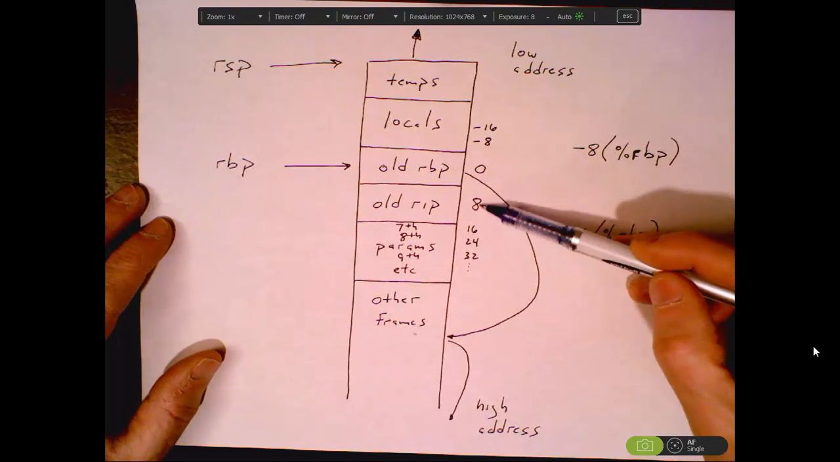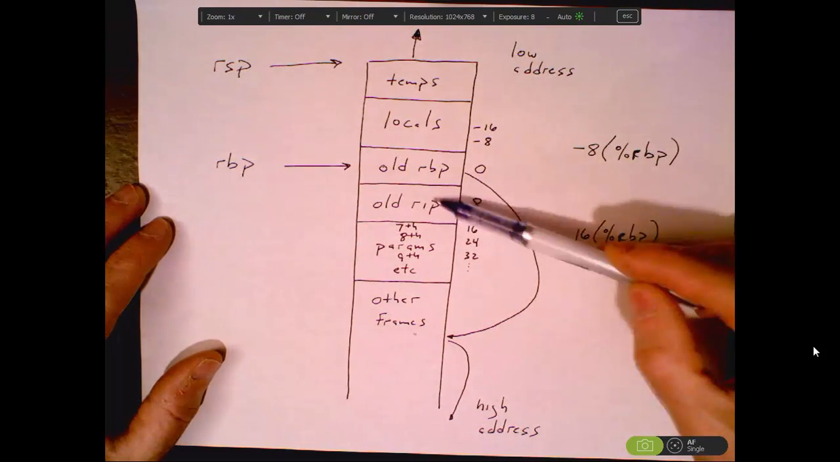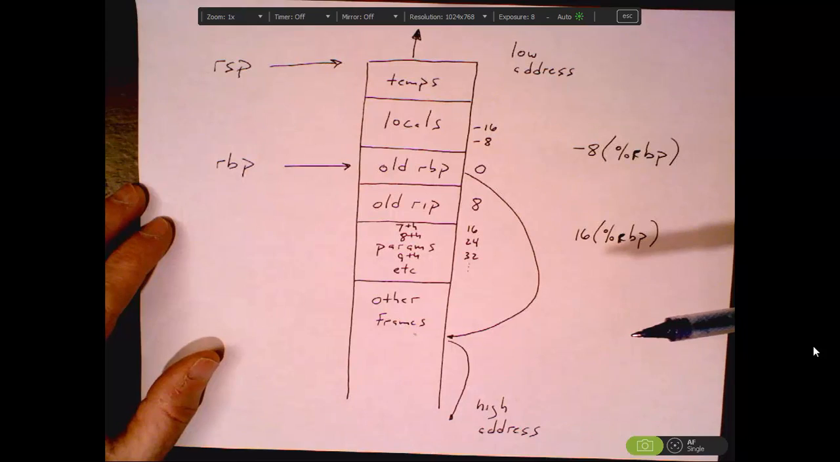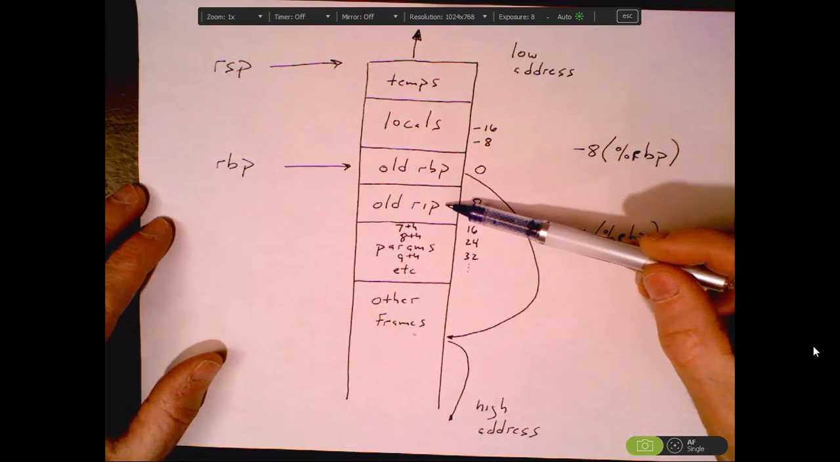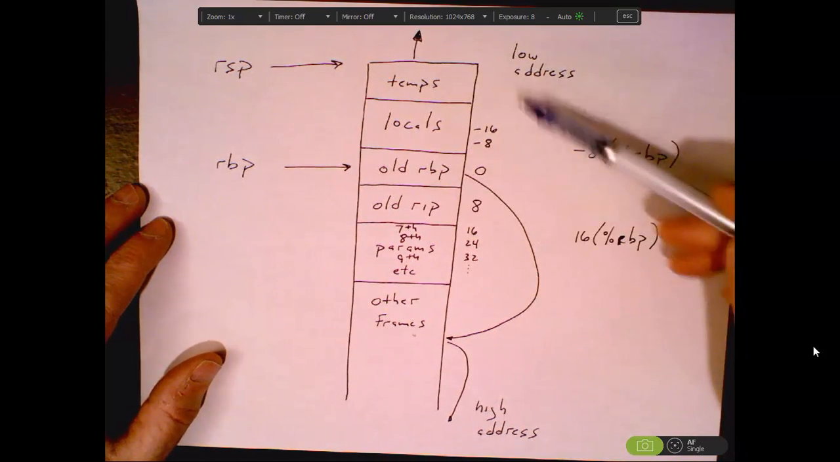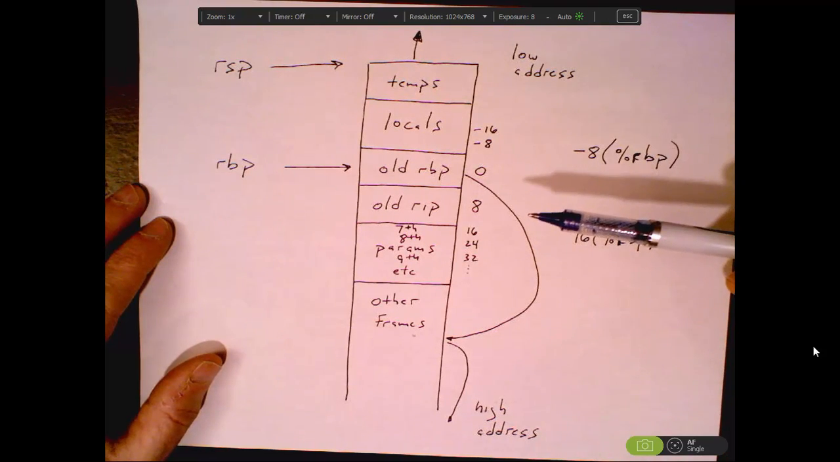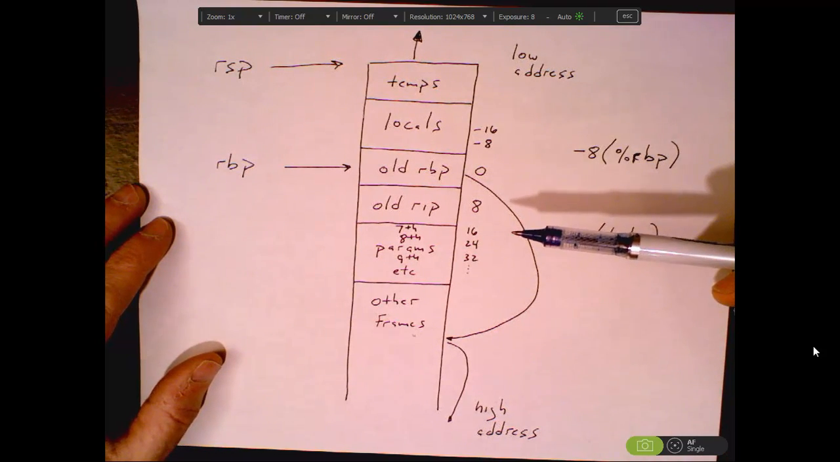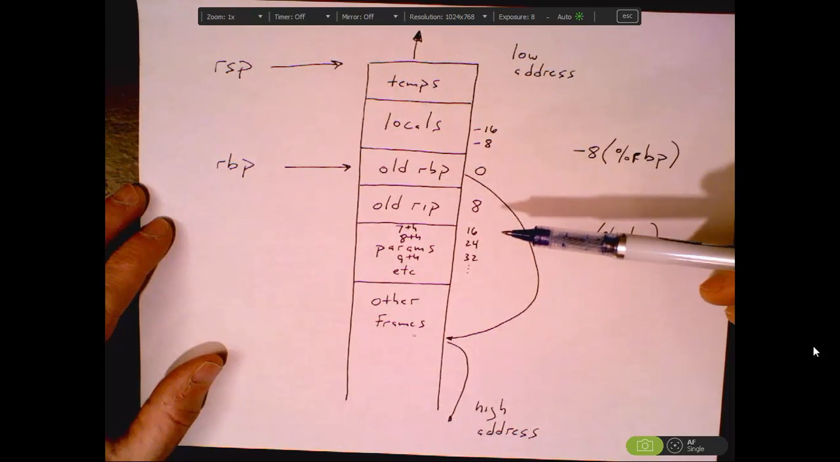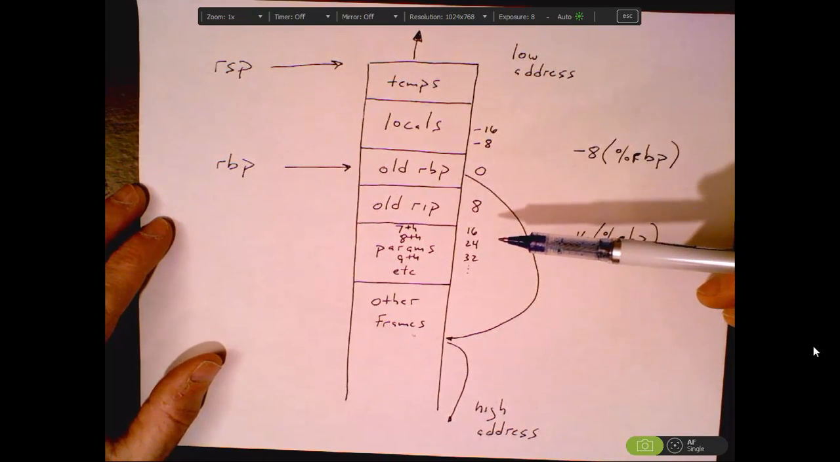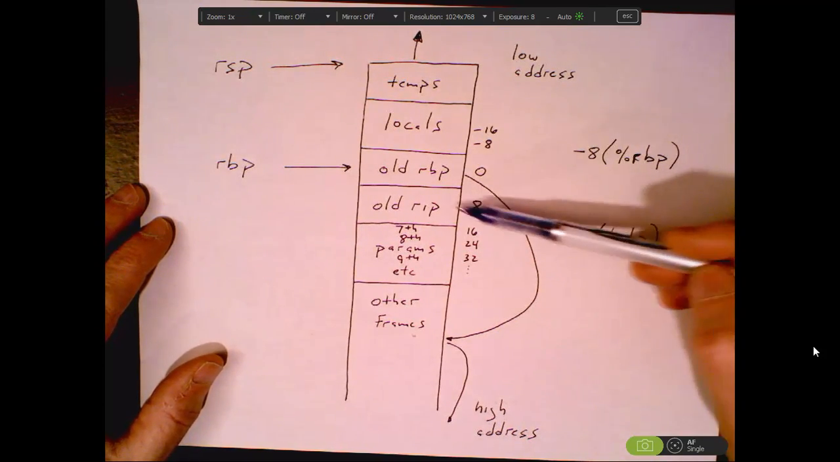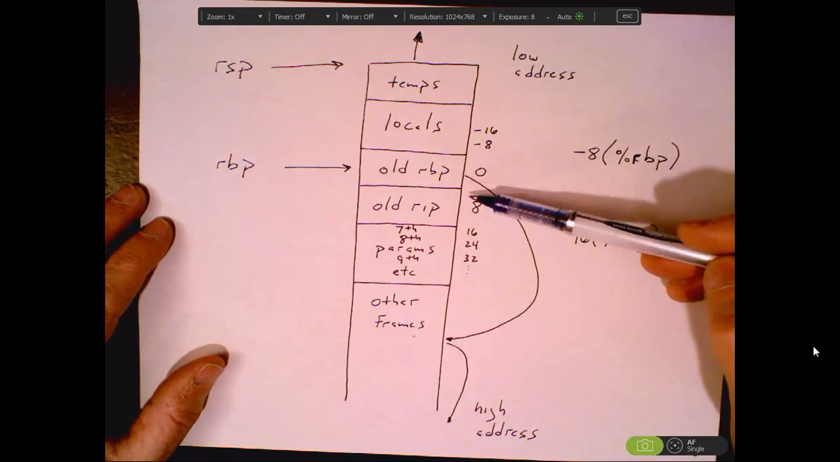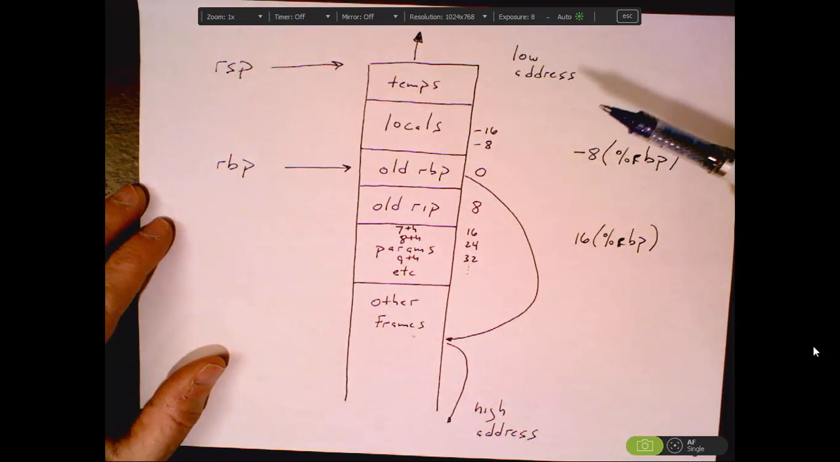Well, a +8 offset is actually the old instruction pointer. So the caller's instruction pointer, where we need to resume execution when the top function returns. And again, we're going to look at some sample code and see how this all works from the code point of view. But that old instruction pointer would be at offset 8 off of the frame pointer.